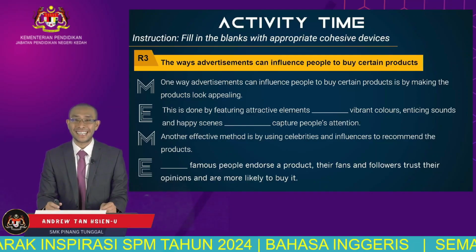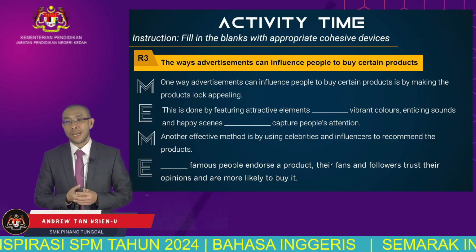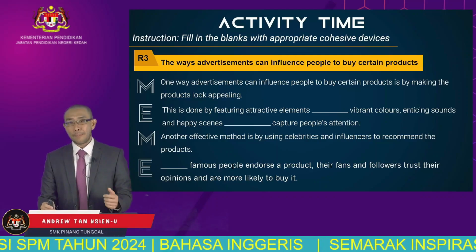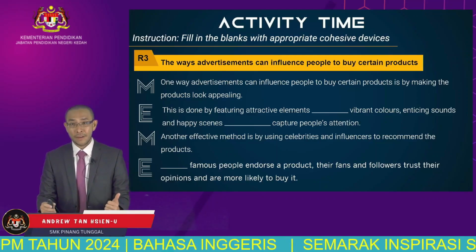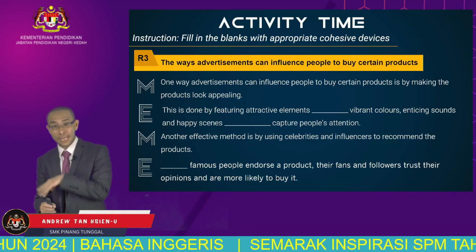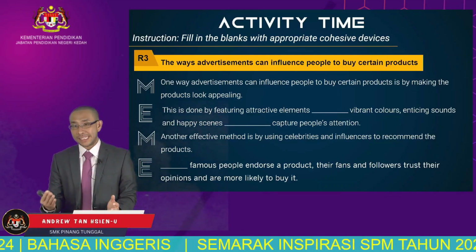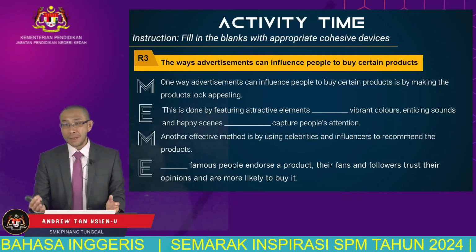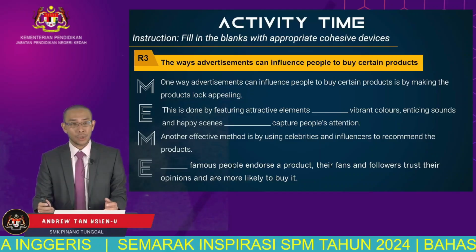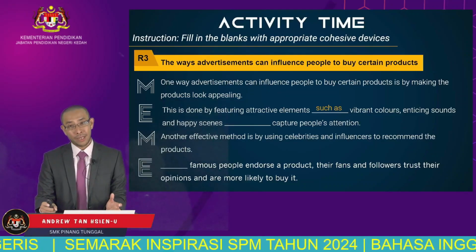Alright, let's discuss the answer. One way advertisements can influence people to buy certain products is by making the products look appealing. This is done by featuring attractive elements. Vibrant colors, enticing sounds, and happy scenes blank capture people's attention. So what am I doing here on the first line? I'm giving examples of the attractive elements that advertisements use to capture people's attention. So when I'm giving examples, what cohesive device can I use? You're right, we can use such as.